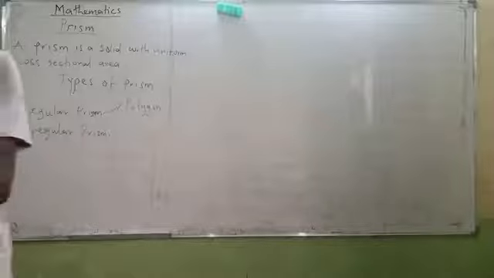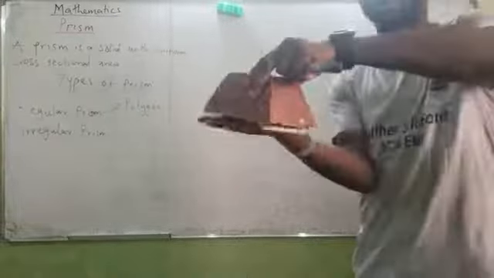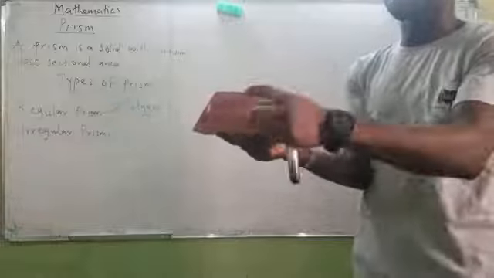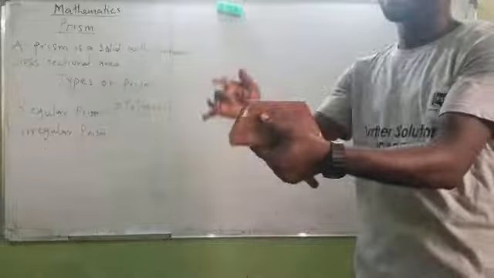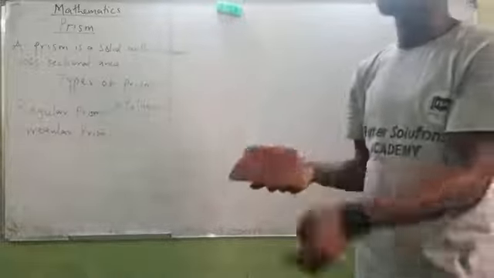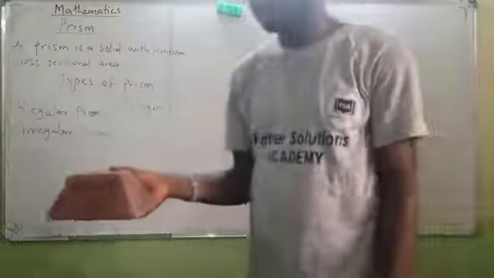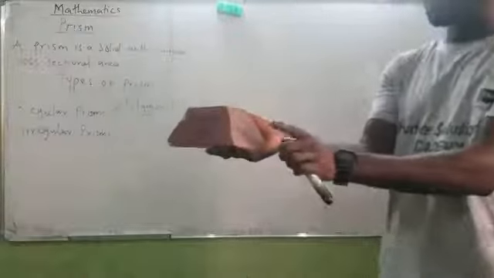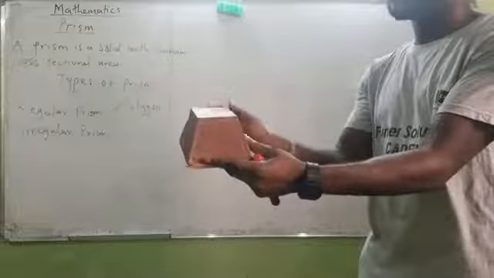Another thing you need to understand is this: this is a rectangular prism. Can you see? This is a rectangle, and this is a rectangle. Now, these four, 1, 2, 3, 4, what are they called? Trapezium, sorry, thank you. They are called trapezium. Now, these are trapezium, trapezium, trapezium.